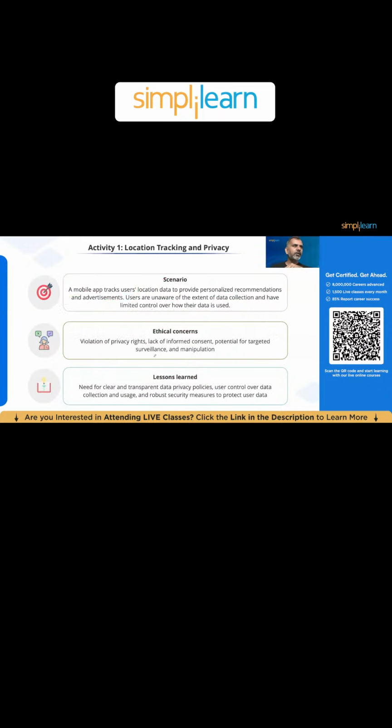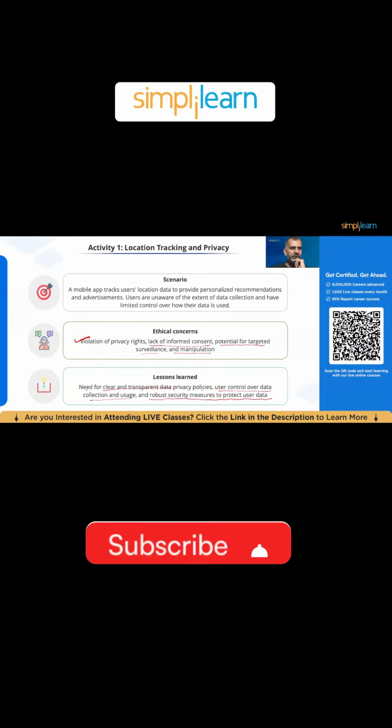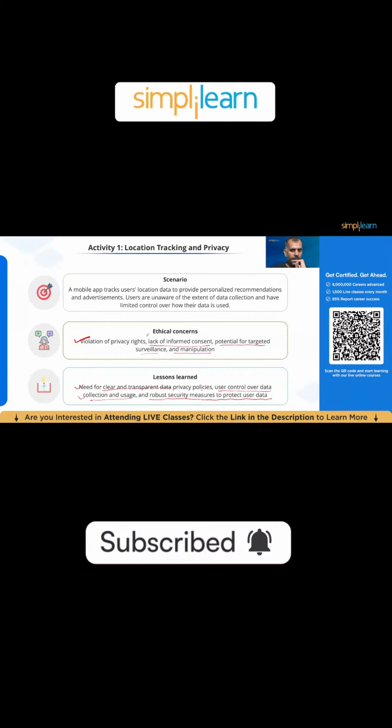So going with the scenario, we can say that it is actually a violation of privacy rights, lack of informed consent, and potential for targeted surveillance and manipulation. So these are some ethical concerns that are listed here. And what are the lessons learned? We need clear, transparent data privacy policies. You have to put user control over data collection and usage, and then put robust security measures in place to protect user data. Are we good with these, guys? Lessons learned and ethical concerns.